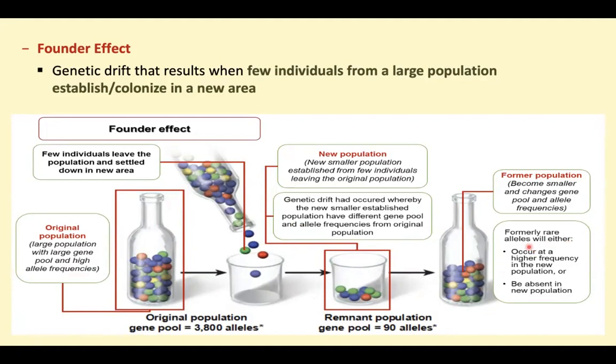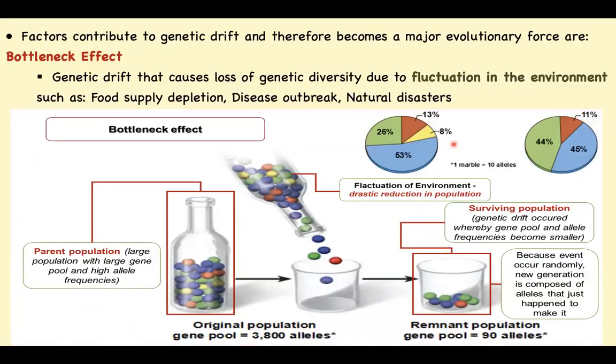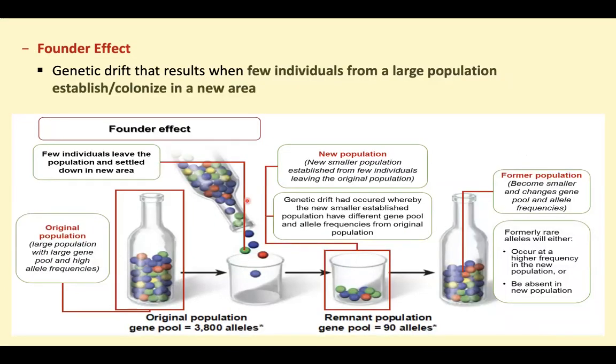So formerly rare alleles will either occur at a higher frequency in the new population or it can be absent in the new population. Okay, sama ada dia terus tak ada ataupun lagi banyak hijau compared than before. Atau lagi banyak biru compared to before. So this is founder effect when it established or colonized in a new area. Okay, founder effect, bottleneck effect tadi bila ada chance ataupun fluctuation in the environment because of chance. Because of food supply contohnya, disease outbreak, contohnya another one natural disaster. This is bottleneck effect. Yang founder effect pun chance juga tapi dia establish or colonize in a new area.